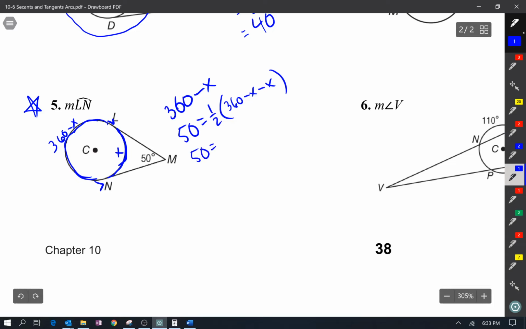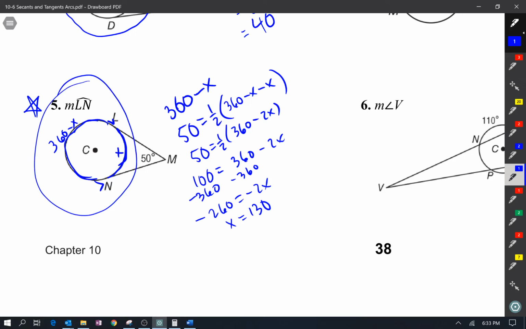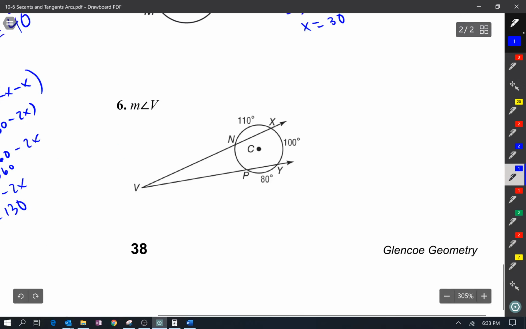I get 50 equals 1/2 of 360 minus 2x. Double both sides, so I get 100 equals 360 minus 2x. Subtract 360 from both sides. I get negative 260 equals negative 2x, so x is 130. All right, so Ln is 130. So keep that in mind. You might want to go back and watch this video again. That's the way you do that kind of problem. And if you're in my class right now and we're watching this video, I'll probably stop and make sure everybody understands that. All right, next problem.